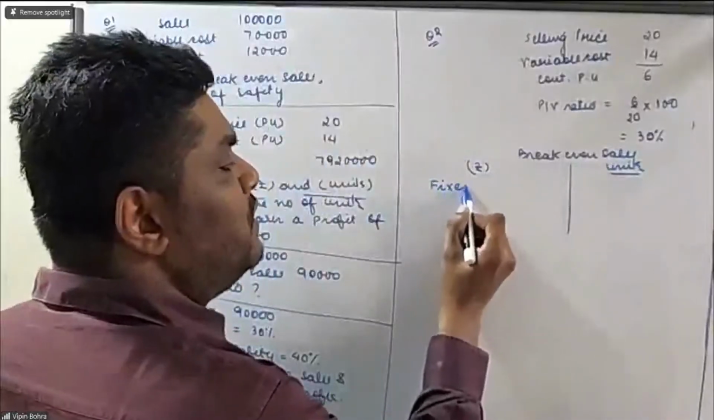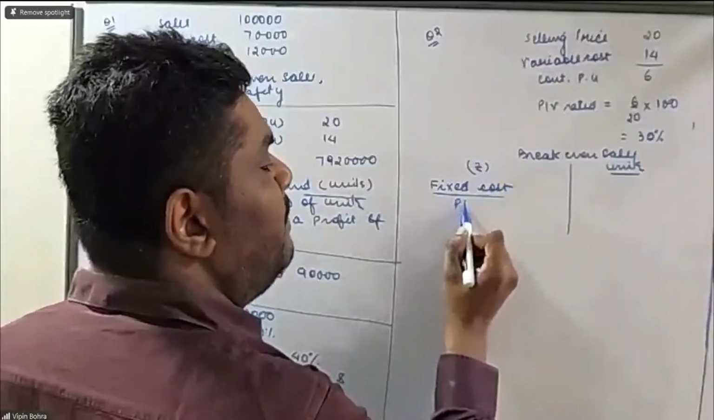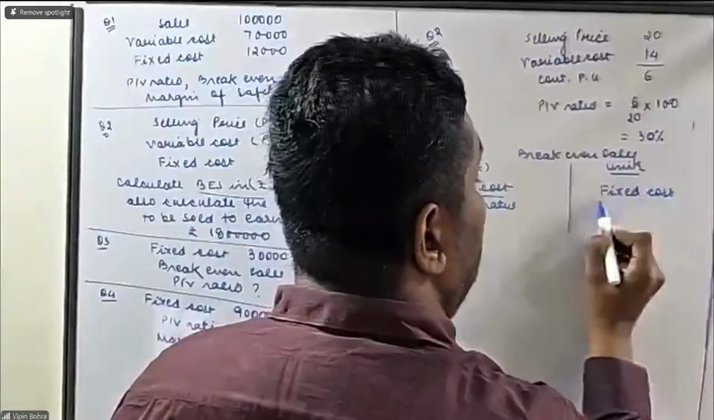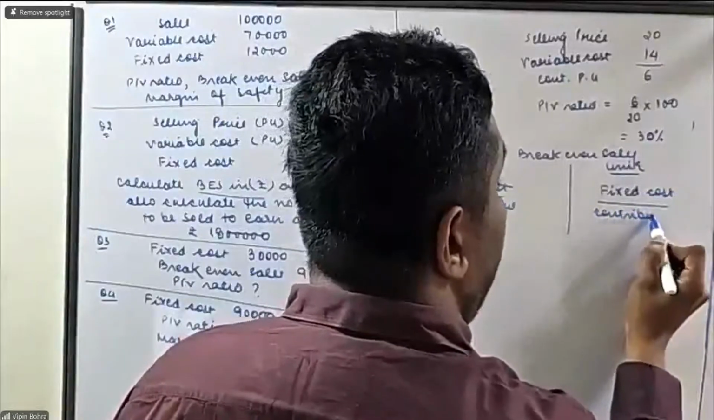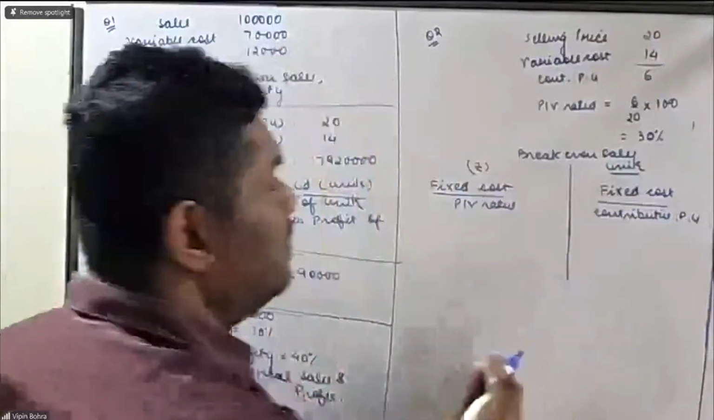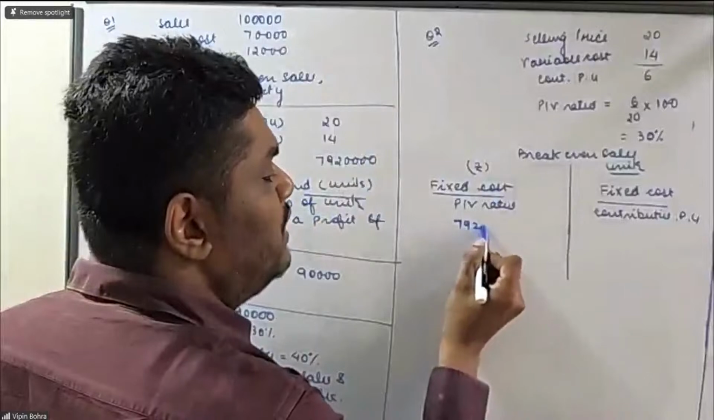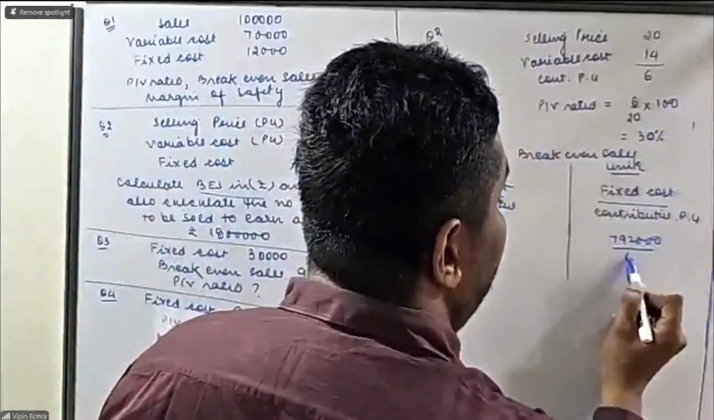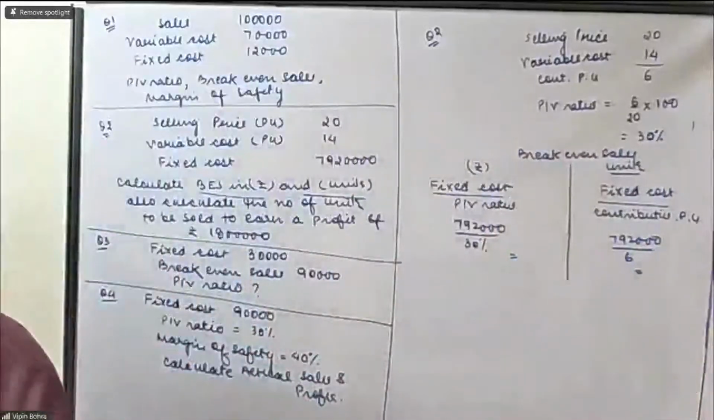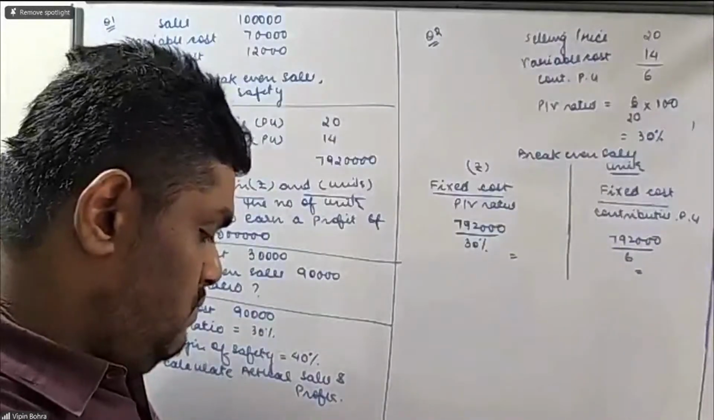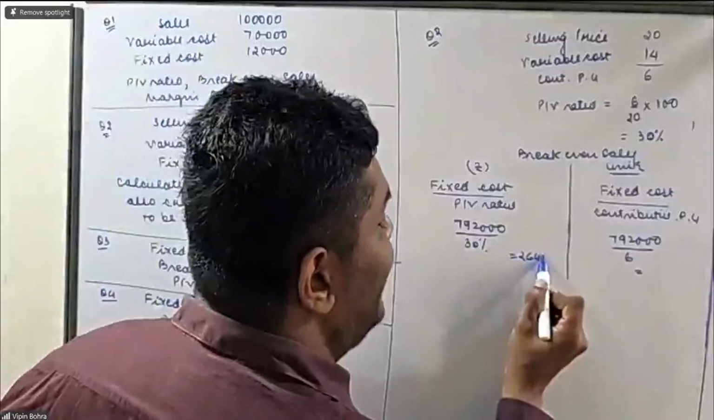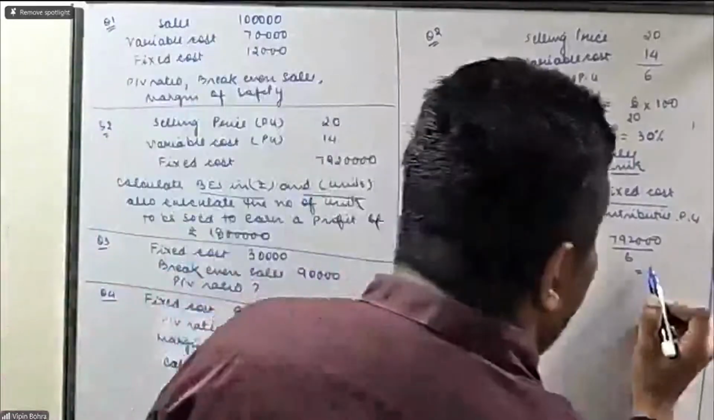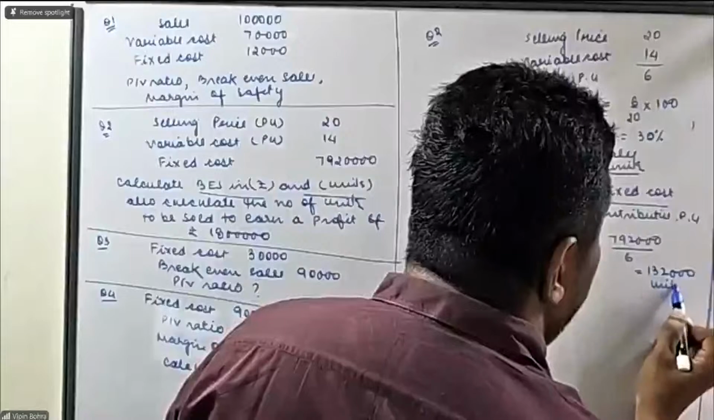If it is rupees, it is fixed cost divided by PV ratio. And if it is in units, it is fixed cost divided by contribution per unit. So my fixed cost is 7,92,000 divided by 30% and 7,92,000 divided by 6. So this will be 26,40,000 rupees. And this will be 1,32,000 units.